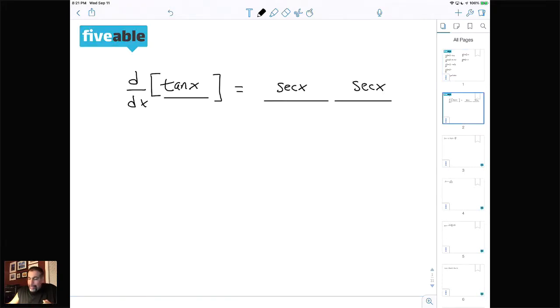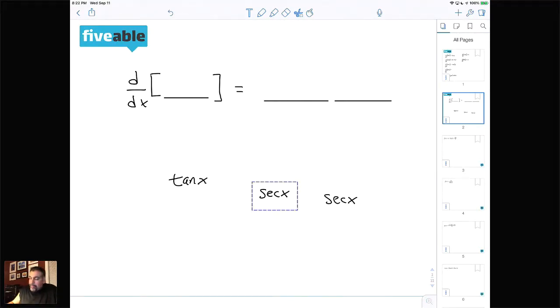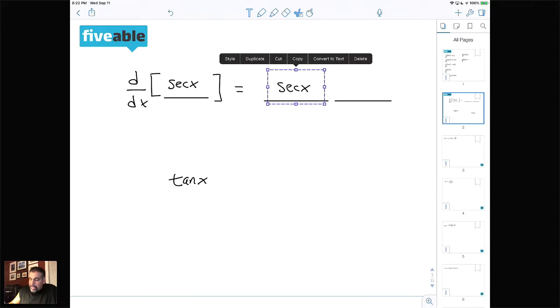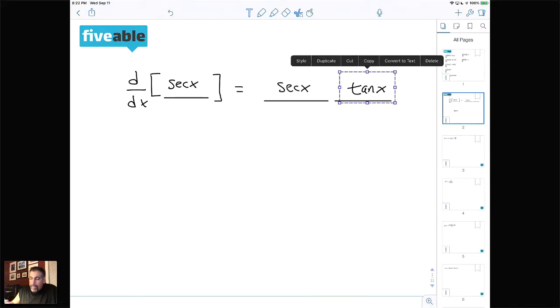What about secant now, you ask? Well, let's go back to that little fill-in-the-blank game, and let's play it again, but let's reset the words. The exact same fill-in-the-blanks, the exact same word bank, but this time I'm finding the derivative of secant. So if secant goes there, well, I've got 2 left. That means secant has to go there, and tangent has to go there. So now we know the derivative of secant is going to be secant tangent.